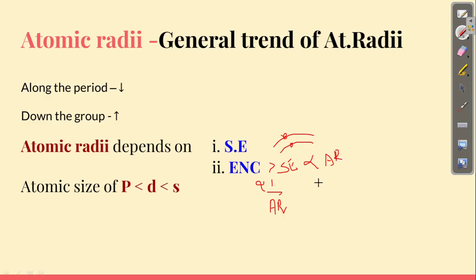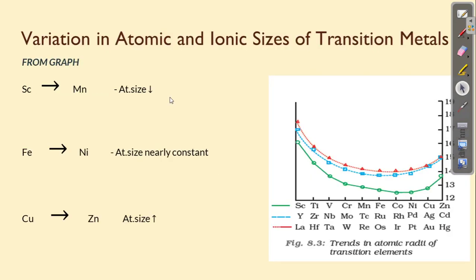Because of this, when we go down the group, the electrons are added in the next orbit. So the screening effect increases, and hence the atomic radii also increases. Okay. Moving to the next one.